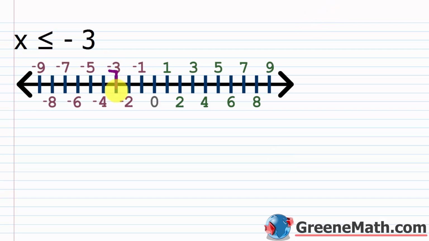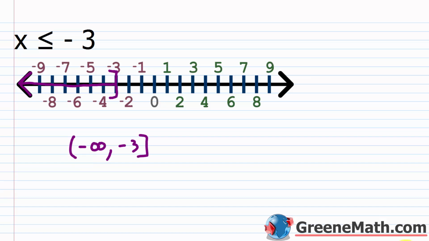So I'm going to put a bracket at -3 facing to the left and just shade everything to the left here. Okay. In interval notation, I've still got my negative infinity, and then comma, I'll have a -3 with a bracket next to it. So -3 is included, so that's why I have my bracket. With positive or negative infinity, I always use a parenthesis.